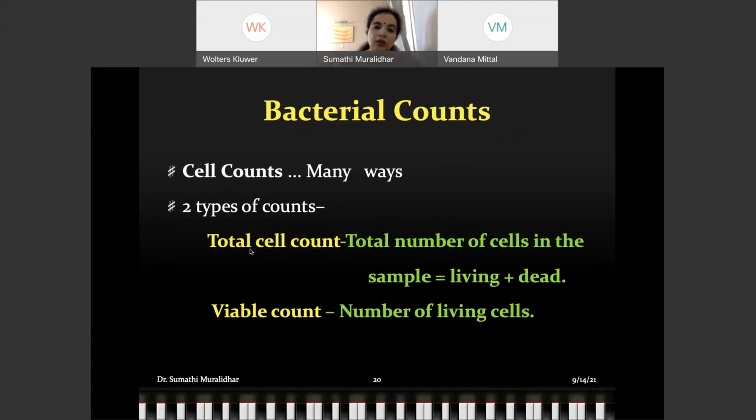And bacterial counts, coming to ways of counting bacteria. There are two types of counts. You saw the graph just now, which showed the total count and the viable count. Now, the total count gives us the total number of bacterial cells. That means it includes the living cells as well as the dead cells. So when you come to the viable count, it is only the number of living cells. So both are important in a way.